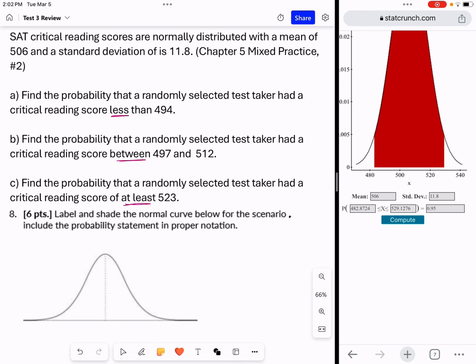In this case, though, just to make it easier, I've got the 506 and the 11.8. If you're watching this before the bonus for number 7 video, then you may not know that I already have these numbers in. But that's what we have. SAT critical reading scores are normally distributed with a mean of 506 and a standard deviation of 11.8. So I like to write those things out just so I have them. And then, of course, I've got those over here in StatCrunch as well. I've already put those in.